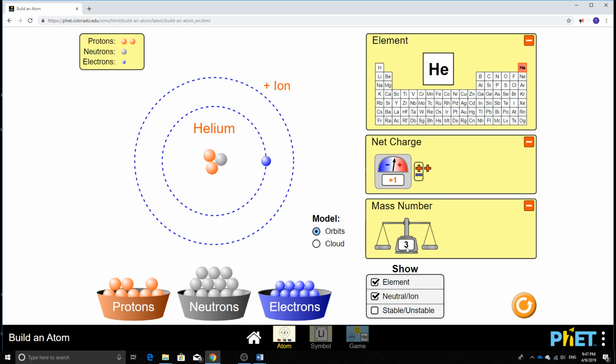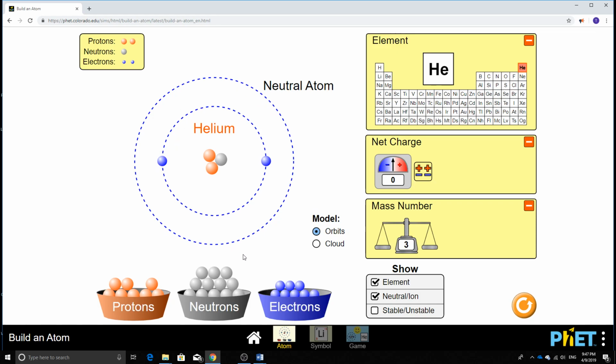Bloop, there it goes. Okay, my atomic mass number did not change. But what did change was my net charge. In other words, when I didn't have an electron there, it was a positive 2. Now I've got a positive 1. And then let's place another one here. And now I've got a 0. 0 meaning what? It is a neutral atom. That means my overall atom does not have a charge.